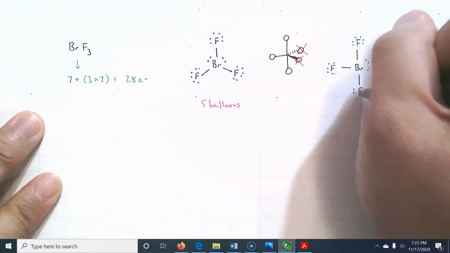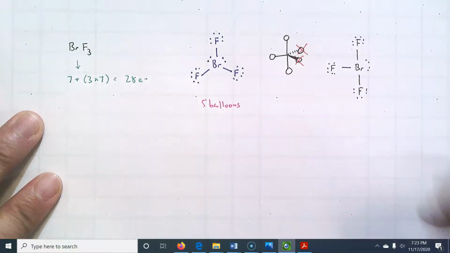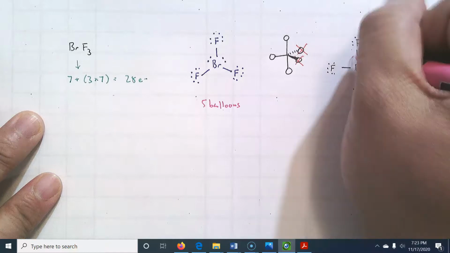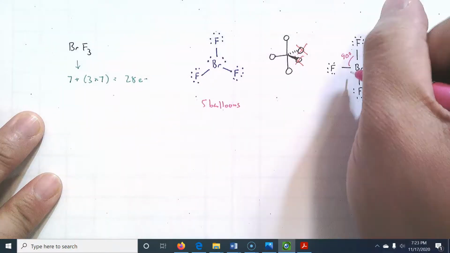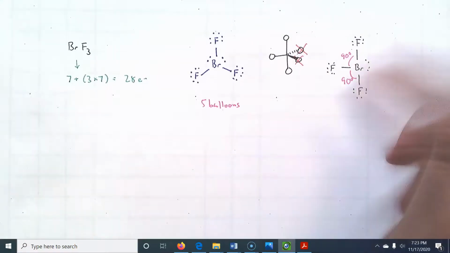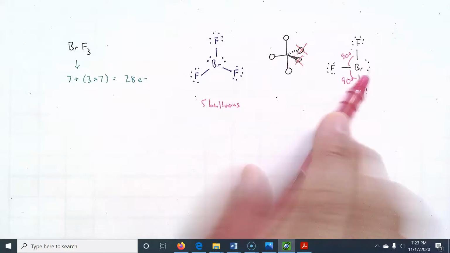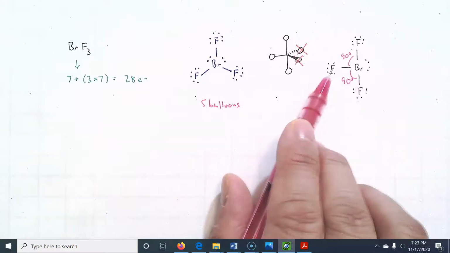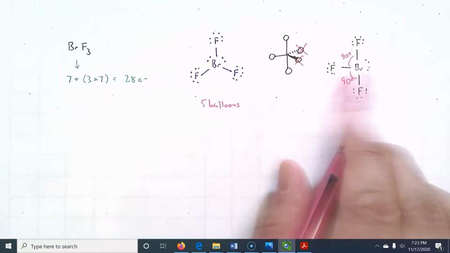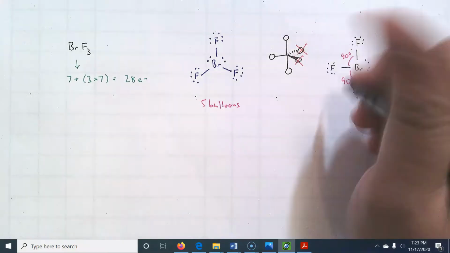Okay. And what are the bond angles? The bond angles are 90 degrees. This one's 90 degrees as well. Okay. We lost the atoms that define 120 degrees, because there's no other atoms in the same plane as this F, like there were originally. Finally, this is called T-shaped.